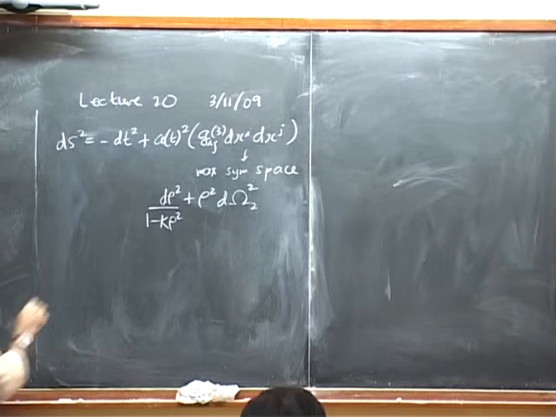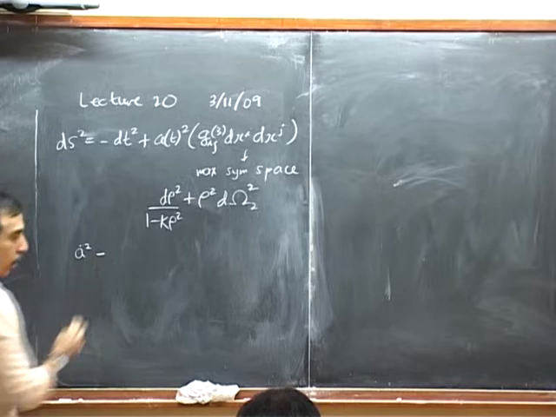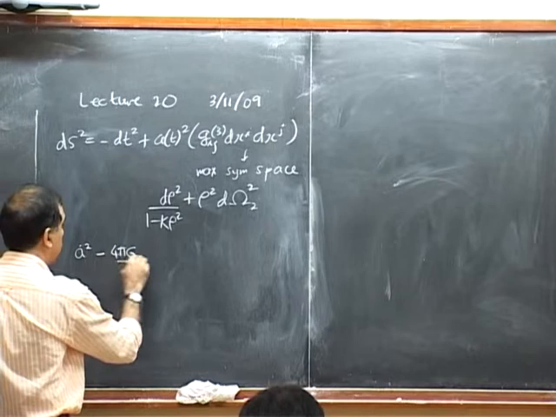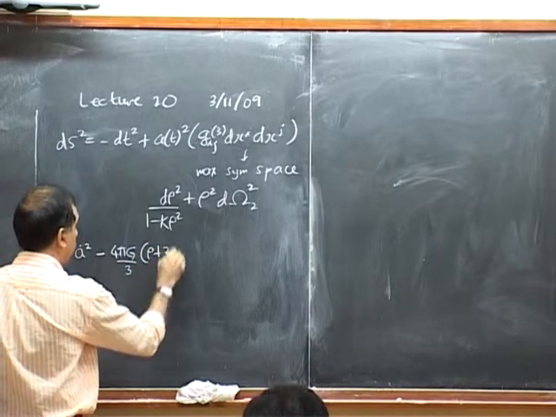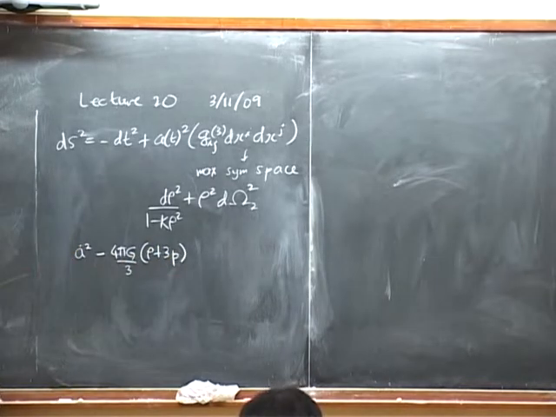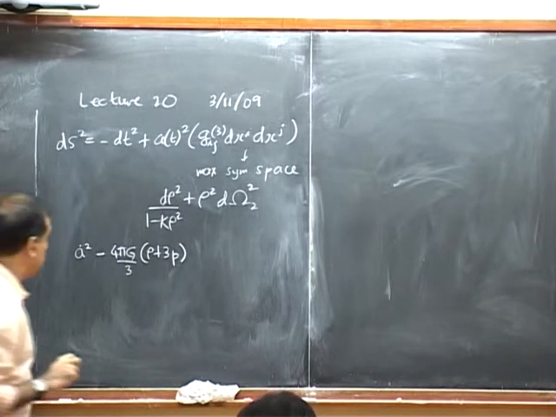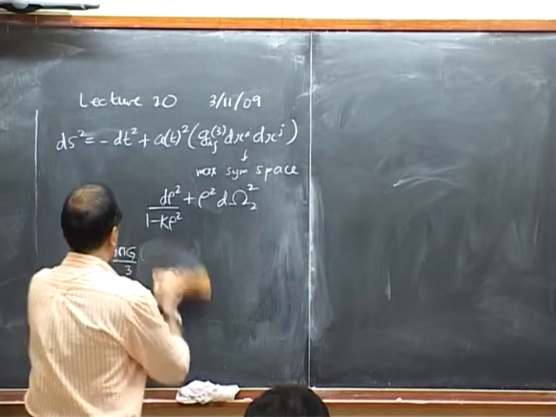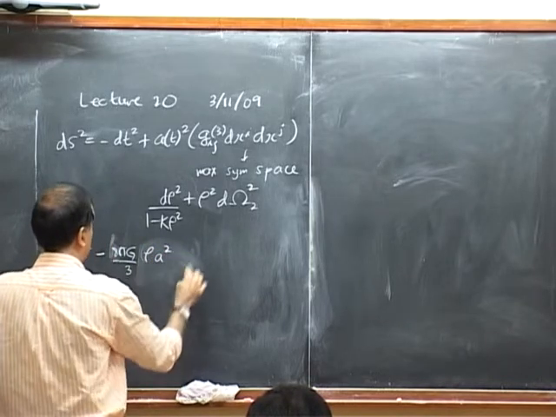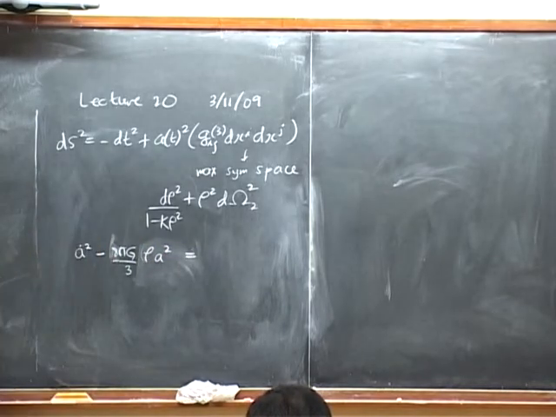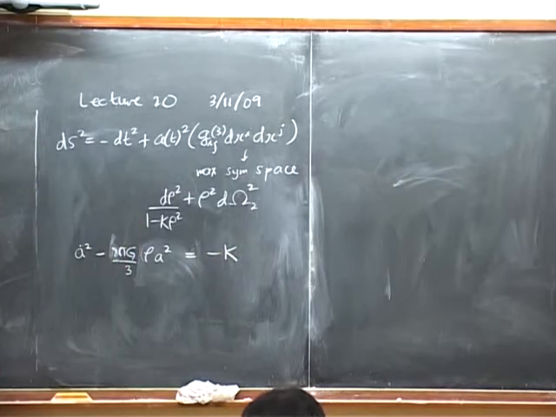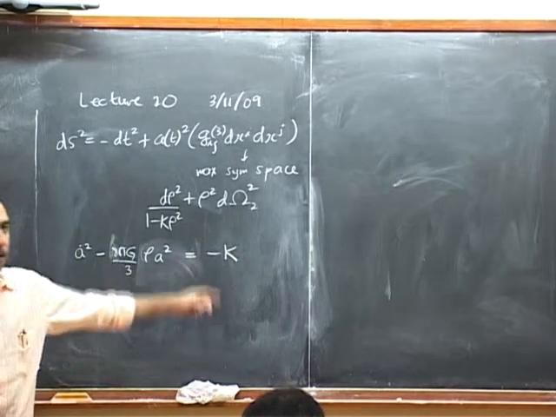Today I'm going to write it as a dot squared minus 4 pi G by 3 rho a squared... sorry, this equation doesn't have p. So a dot squared minus 4 pi G by 3 rho a squared equals minus k. So this is one of the equations. Okay, and it's first order and it involves k.